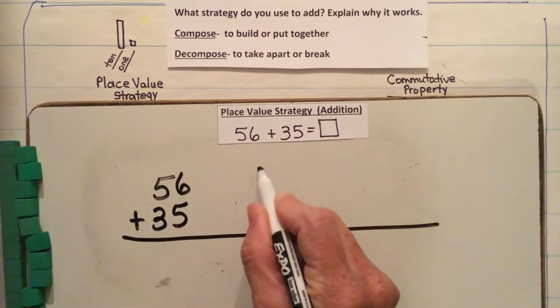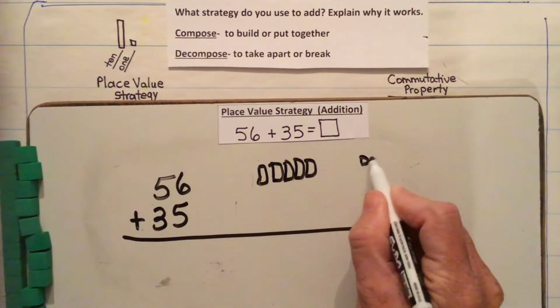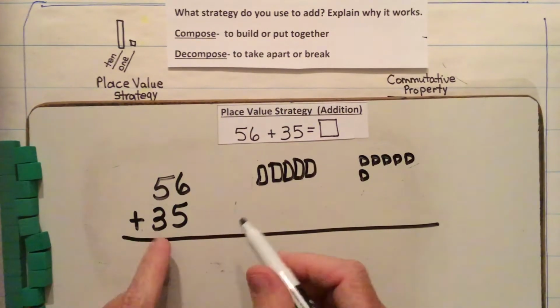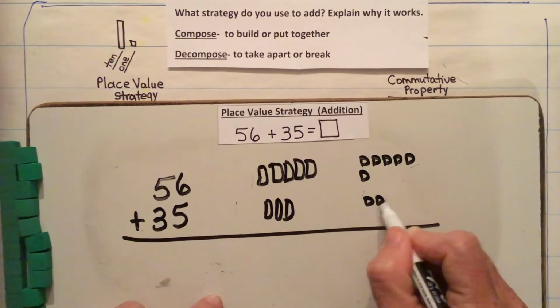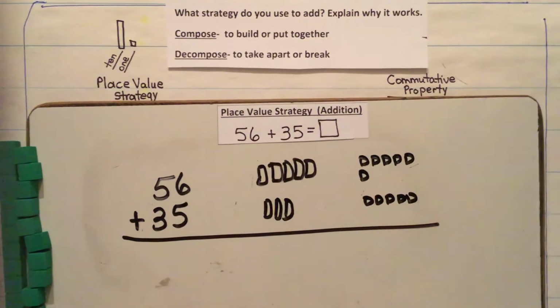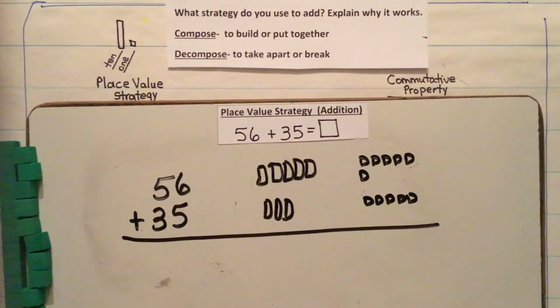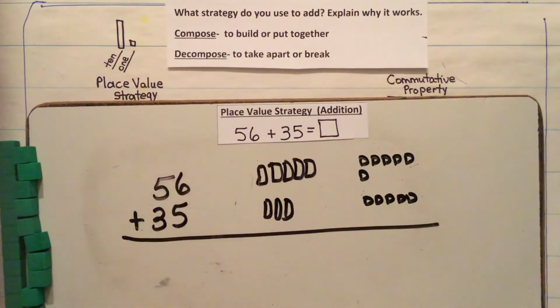56. I know that's 5 tens and 6 ones. 35 has 3 tens and 5 ones. Now I'm ready to add. Notice my neatness. My ones are together, my tens are together. Again, you don't even have to do this part. You could just draw your base 10 blocks.